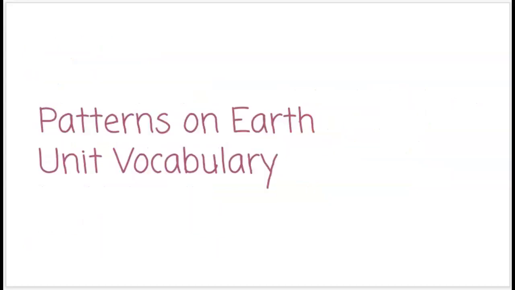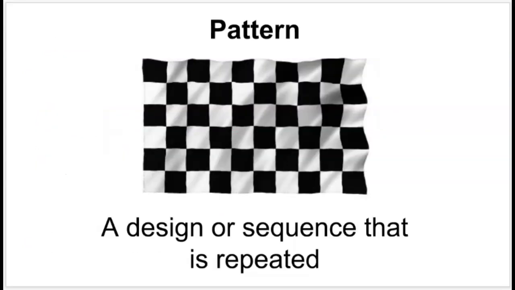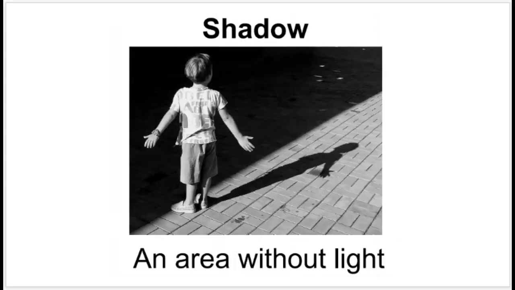So, first, we have some patterns on Earth unit vocabulary. Term number 1 is pattern, which is a design or sequence that is repeated. So you can see on the flag that the pattern is that there are black and white squares, and it is every other, they alternate colors. So that's a pattern. Then we have shadow, which is an area without light. Usually we cast shadows because the sun or another light source is shining from one side, and then on the other side we have a shadow. So we have the part that's void of light because our bodies are creating that shadow.